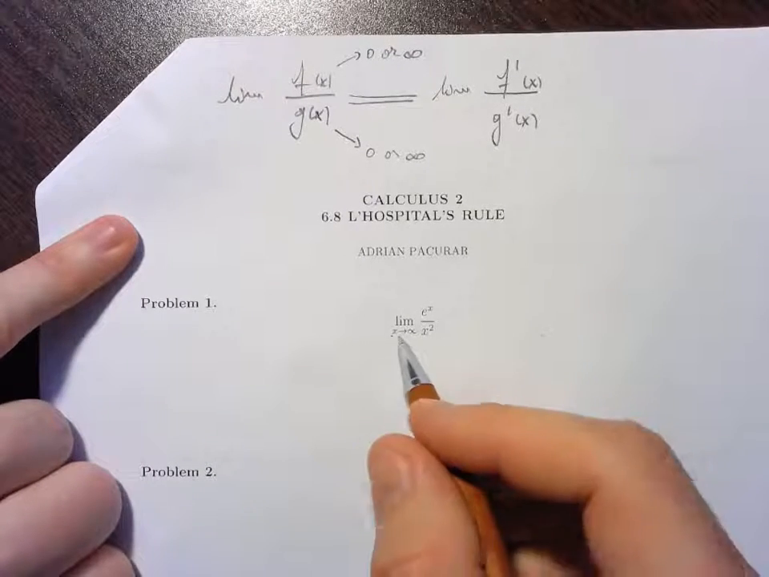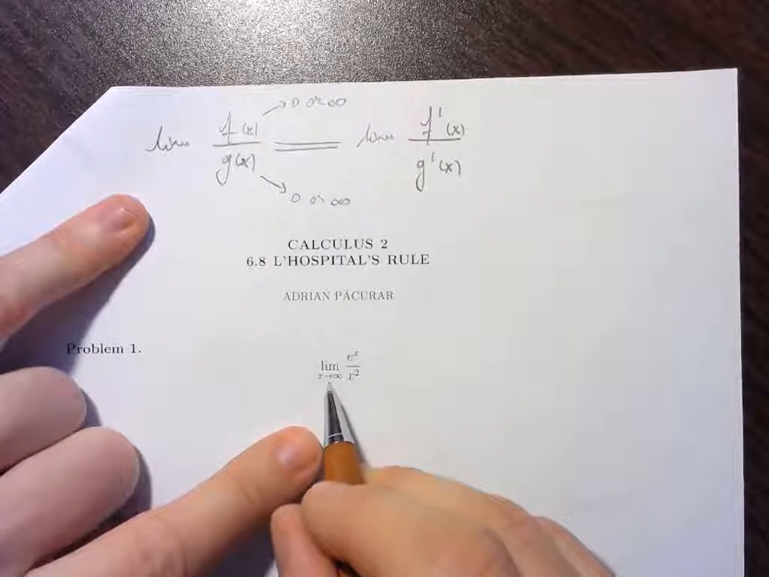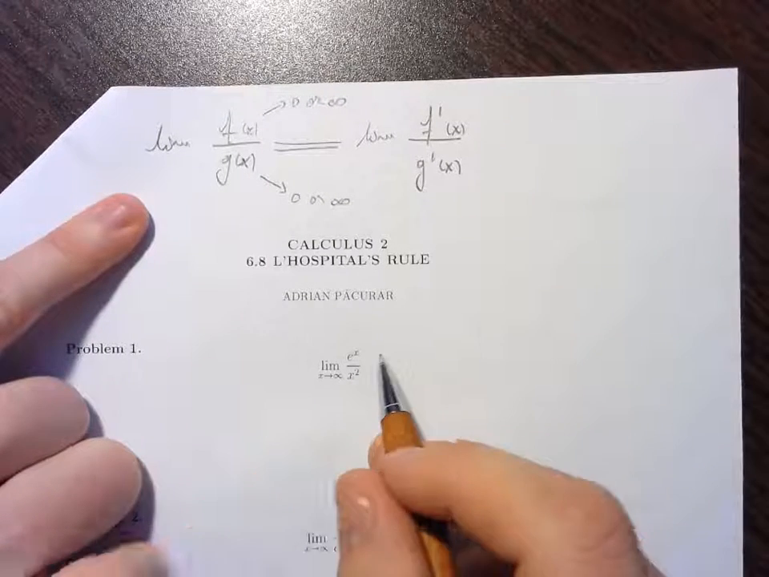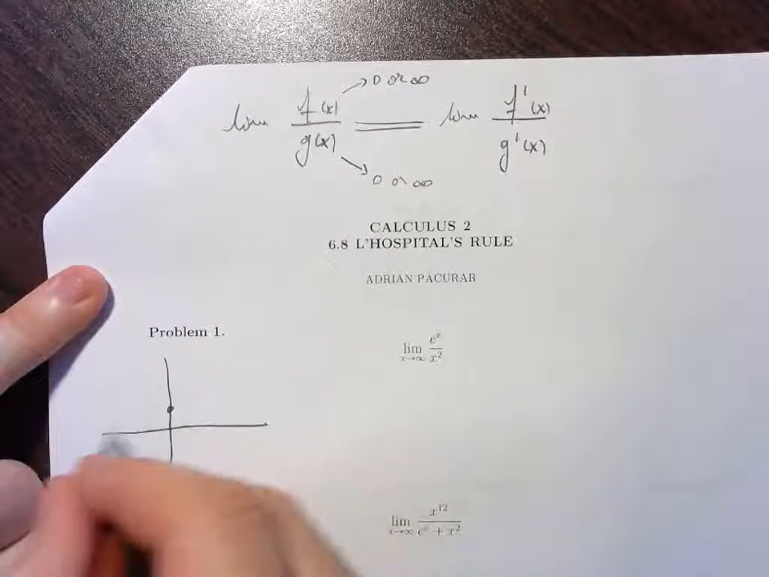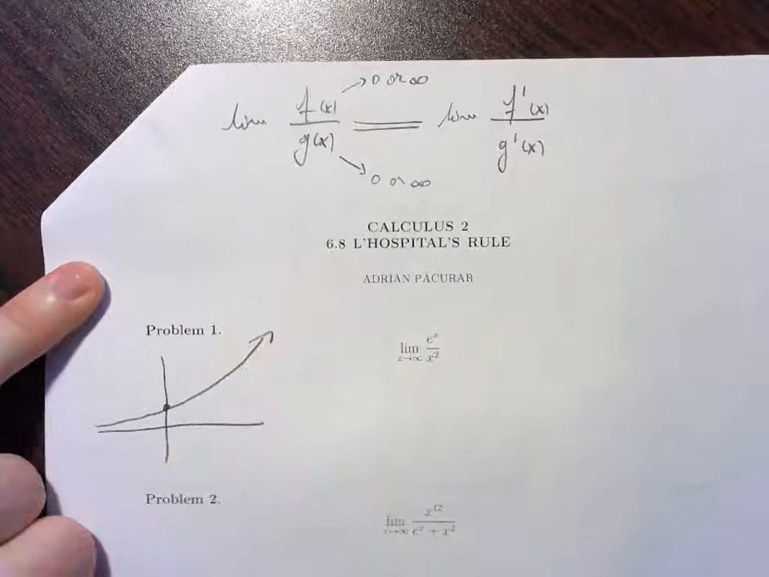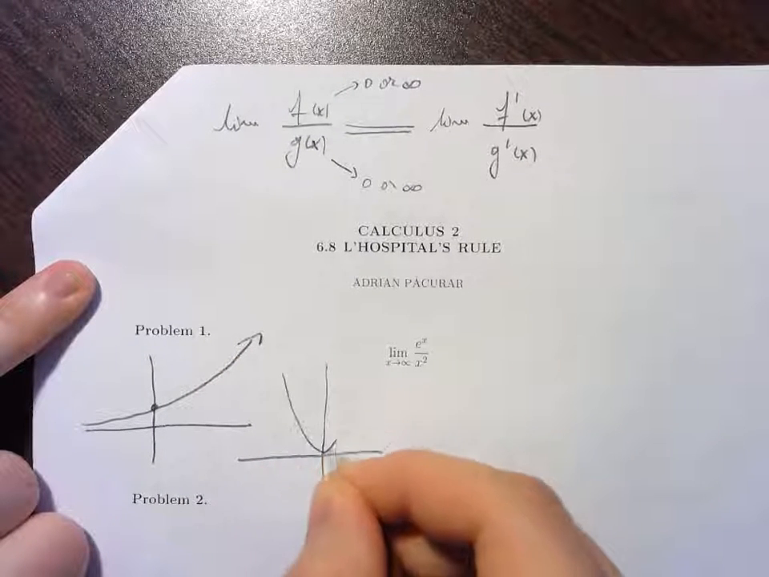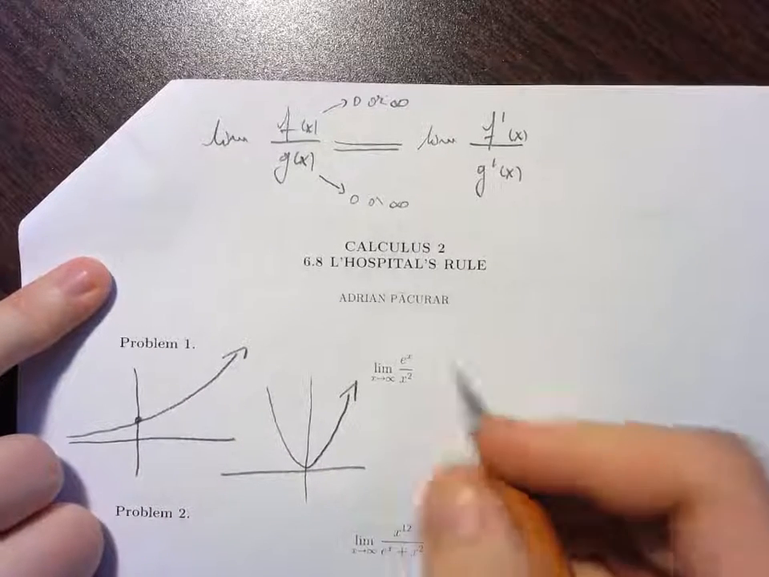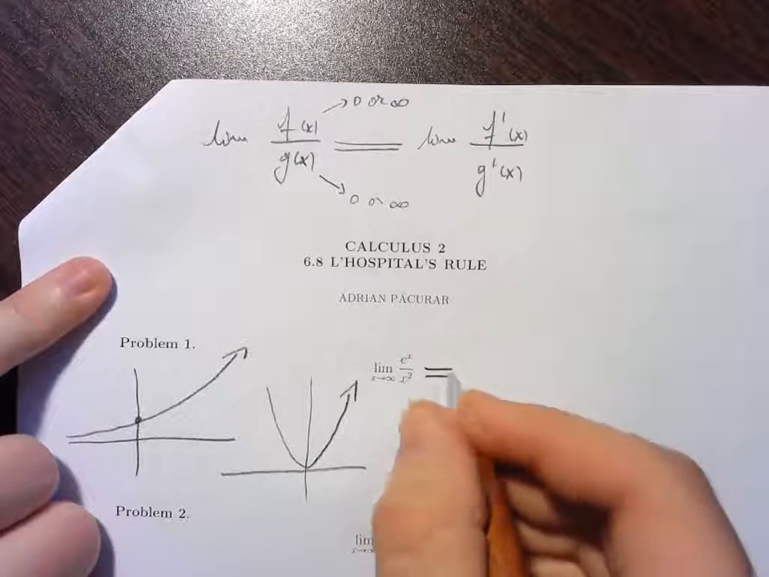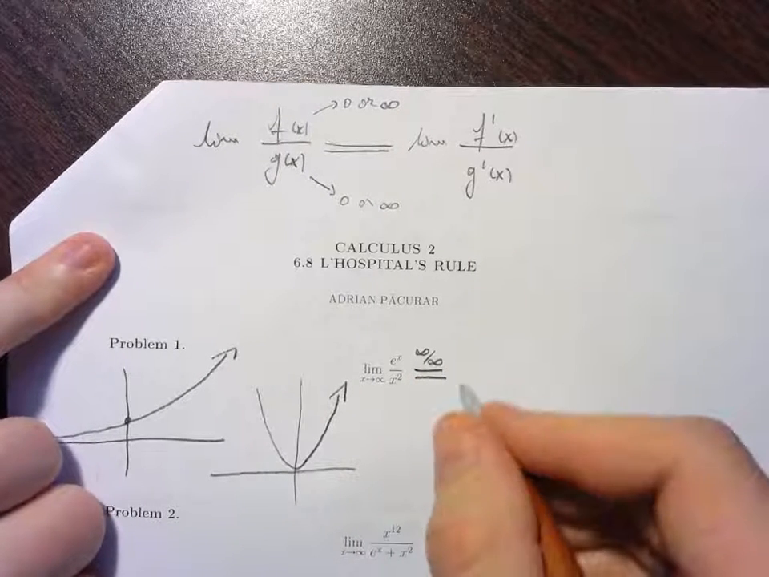Basically, I'm looking at the limit as x approaches infinity of e to the x over x squared. So notice, as x goes to infinity, e to the x goes to infinity. Its graph looks like that. And x squared also goes to infinity as x goes to infinity. So we are in the infinity over infinity case of L'Hopital. So let's go ahead and apply the theorem.